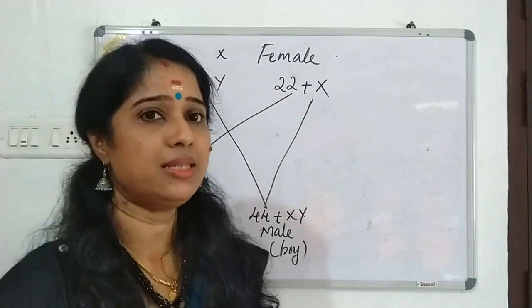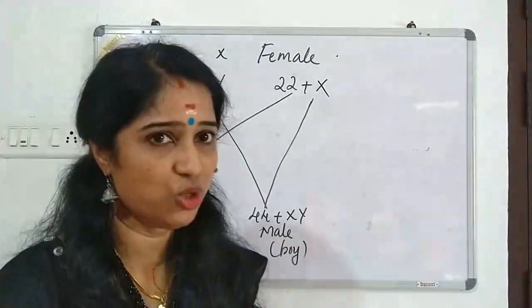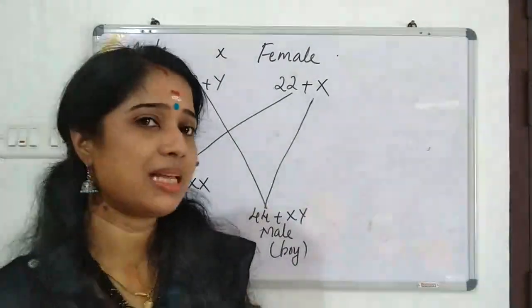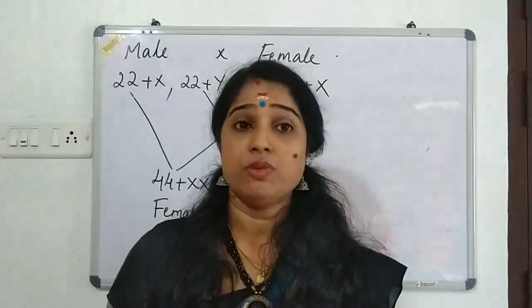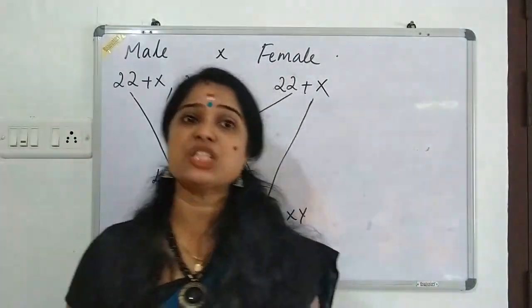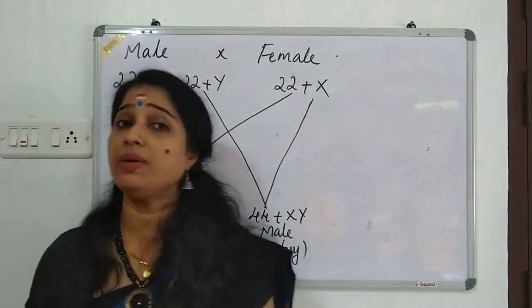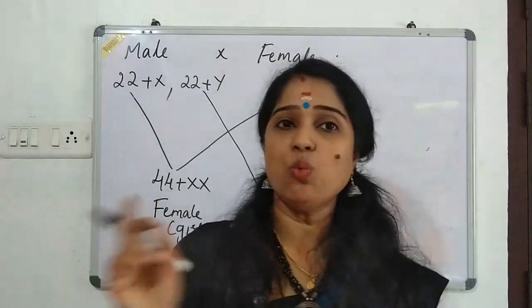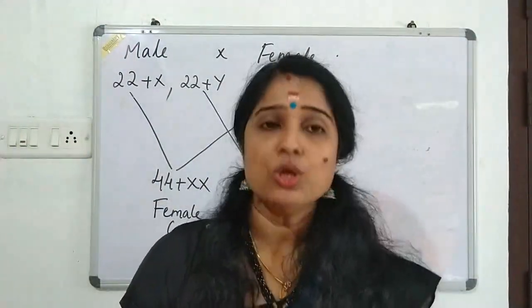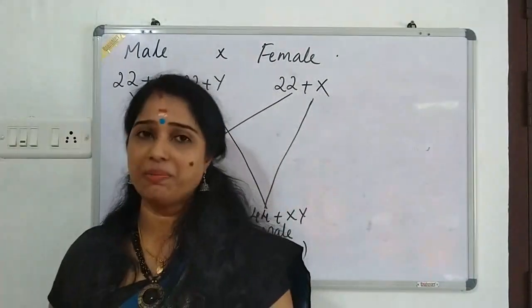So the male determines the sex of the newly formed individual. Mother does not have any role in it. Why? Because mother is having only X chromosome, but father is having both options, X or Y. If the sperm carrying X fuses with the egg, the child will be a girl. If the sperm carrying Y fuses with the egg, the child will be male. Clear? So with this, we come to the end of this chapter.